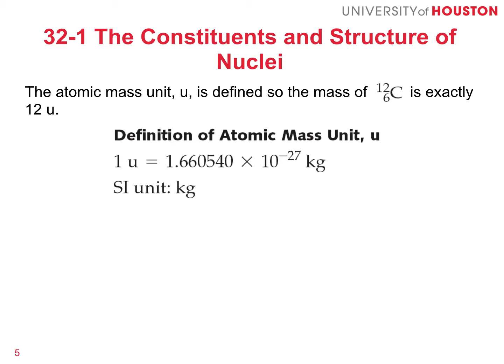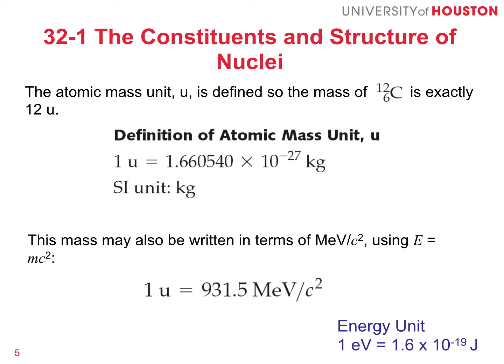We can also write the mass in terms of mega electron volts per c squared. This comes from relativity. Mega electron volts is a measure of energy, and c squared is the speed of light squared, and 1 atomic mass unit is equivalent to 931.5 mega electron volts per c squared. Again, we use electron volts, and the conversion to joules is 1.6 by 10 to the minus 19 joules.